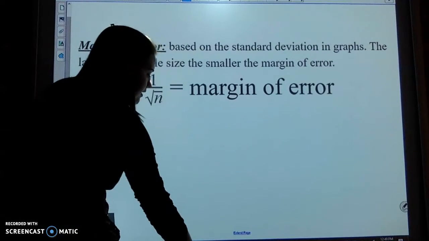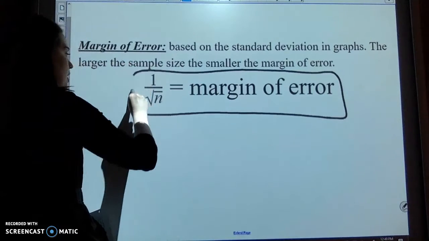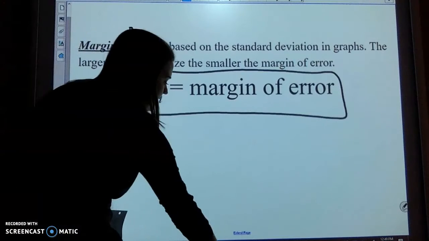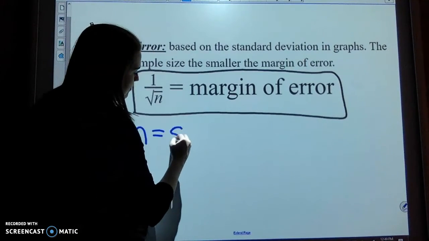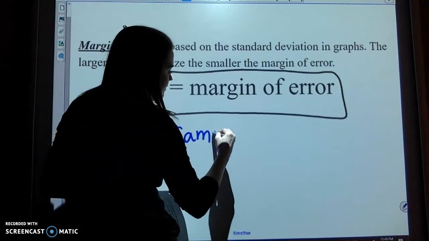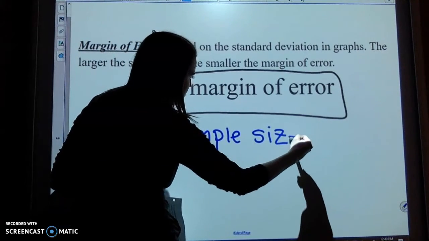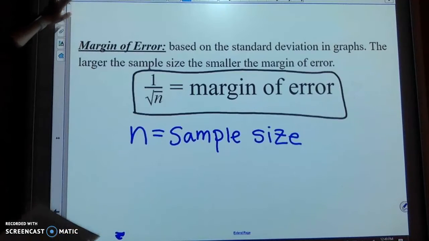So the equation for margin of error is 1 over the square root of n. I want you to take your pencil and box that, or highlight it, or something. Make it stand out because that will come up on your test. And then write a little note where n is equal to the sample size. Margin of error is a percent, and you're going to see that when we do it on our next problem.